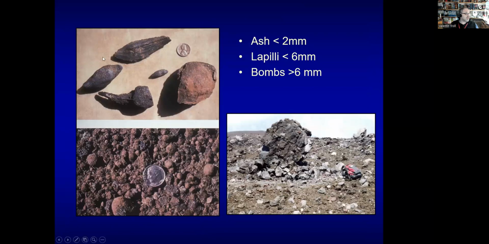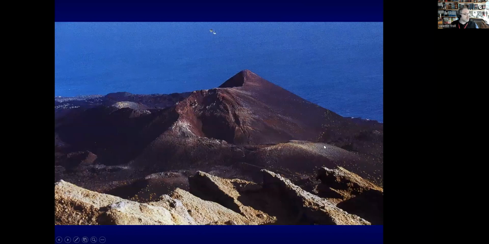You get these spindle-shaped bombs here, or this larger bomb here thrown out at, in this case, Krakatau, and bombs are usually bigger than this size here. And then if you have these volcanoes, they form cones, and there you have a pileup of these lapilli and ash layers together with lava. This one here is, for example, La Palma 1971 eruption, where you see a vent complex, and this was fire fountains that produced that in what we usually call a strombolian type.